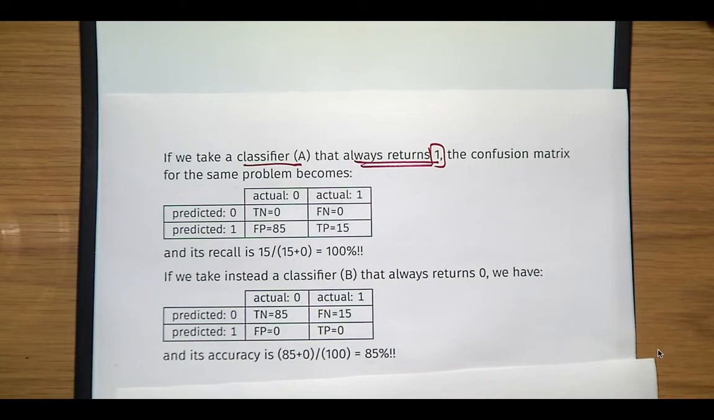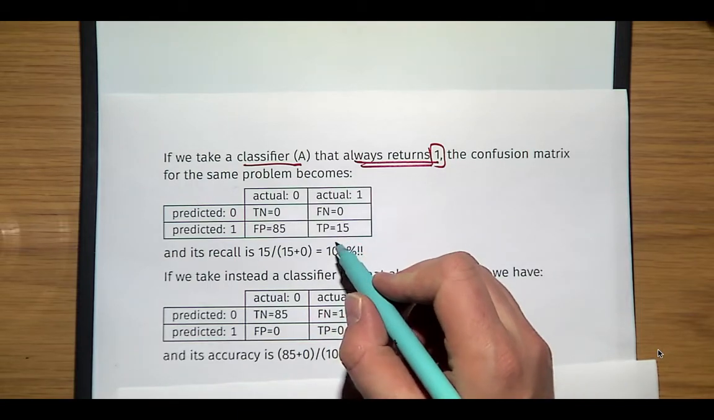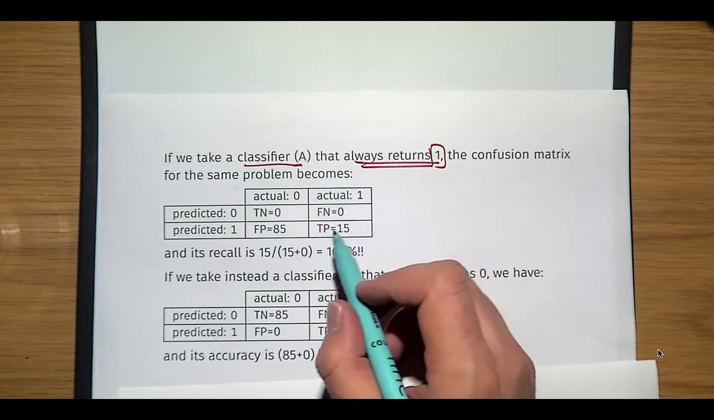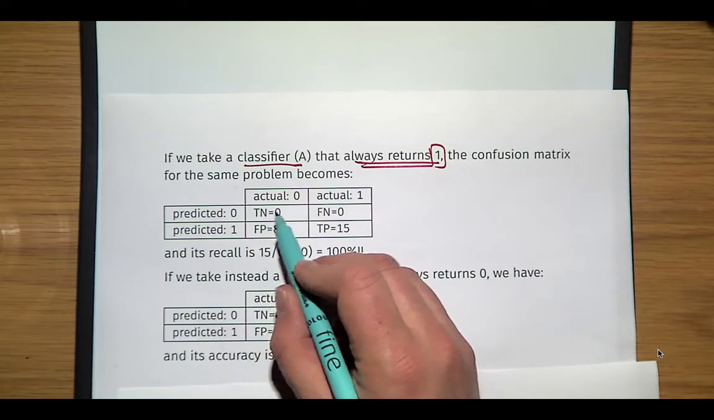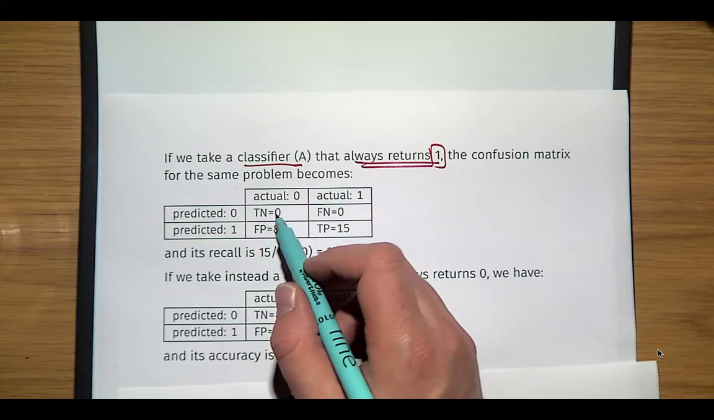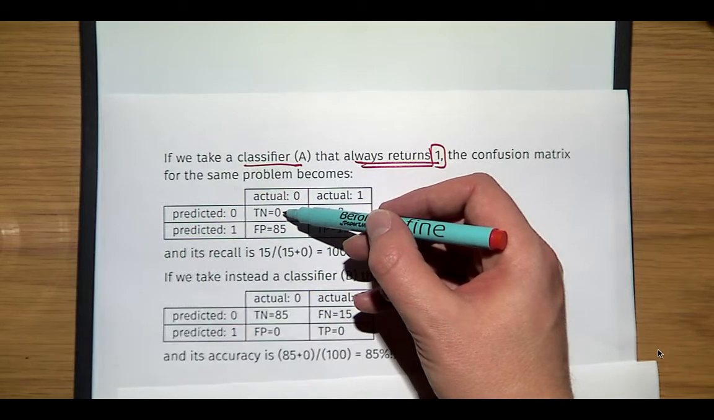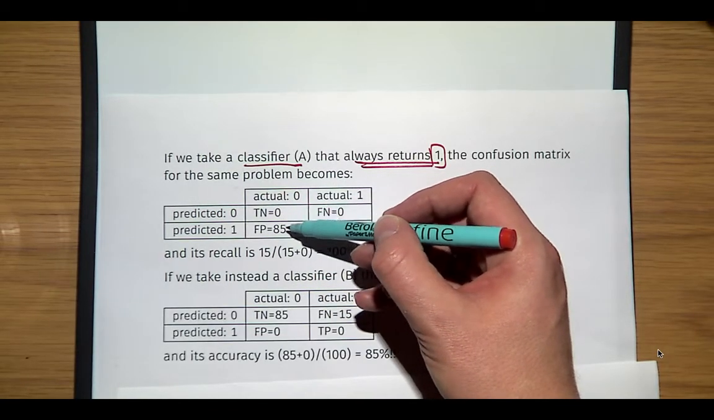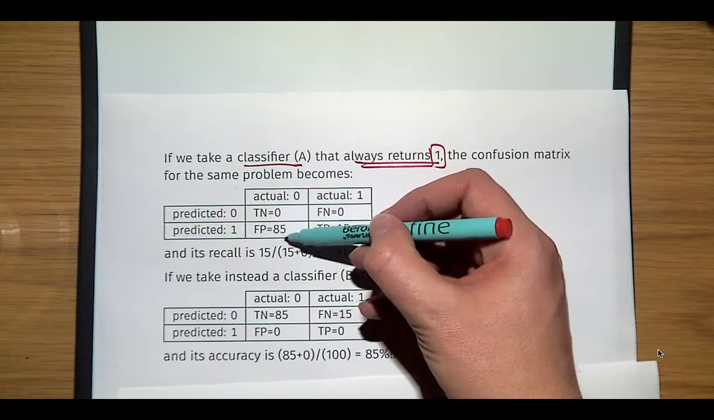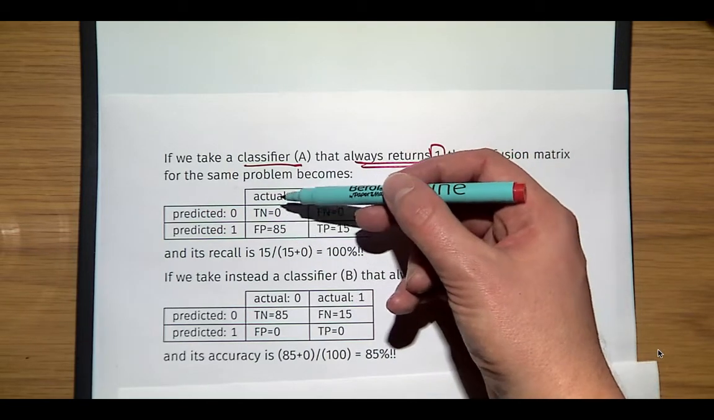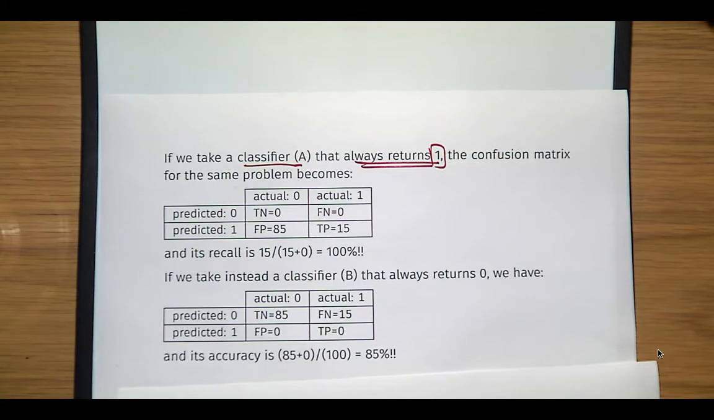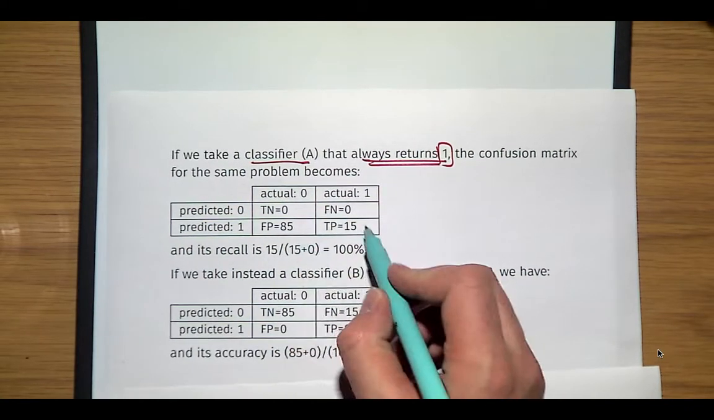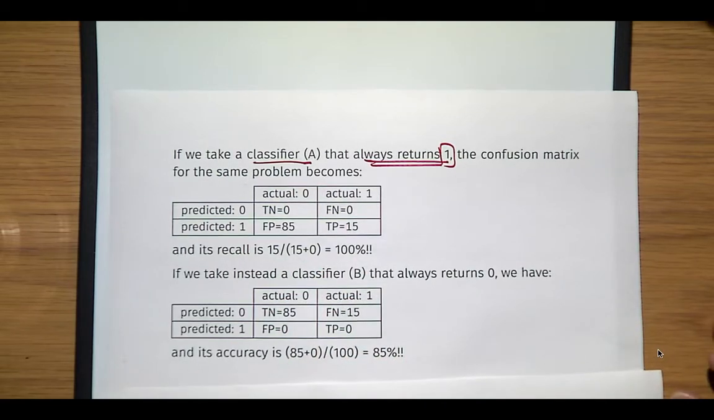We never produce 0. And of course the drawback of that is that you create a lot of false positives. There are a lot of times where the output should have been 0, but we just output 1. So you have 85: all the elements of the negative class are falsely reported as being positive. So fine, this is your confusion matrix.